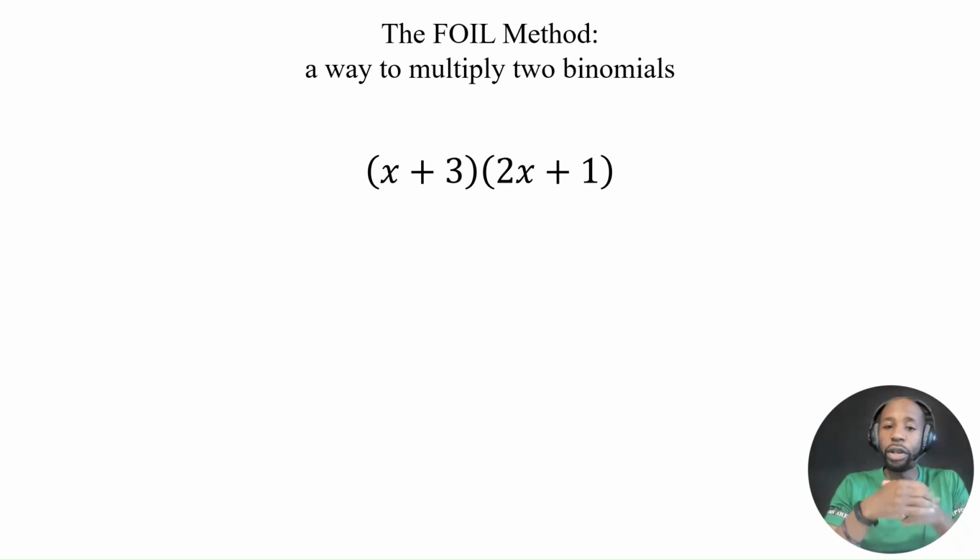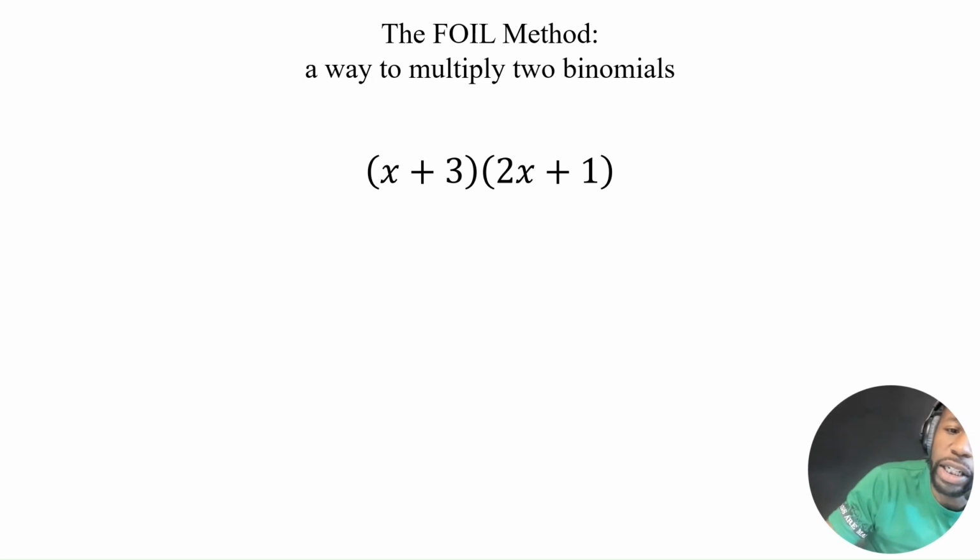Now, what we have here below are two binomials. X plus 3 is a binomial. That means it has two terms, okay? And then 2x plus 1 is a binomial, which means it has two terms, okay? And now, the fact that they are both in parentheses, side by side, means that they're being multiplied by each other. Now, the FOIL method is a nifty way for us to be able to multiply these together. It helps you to keep track of everything pretty well.